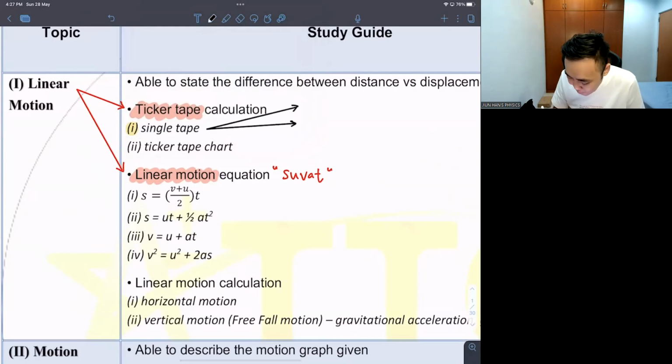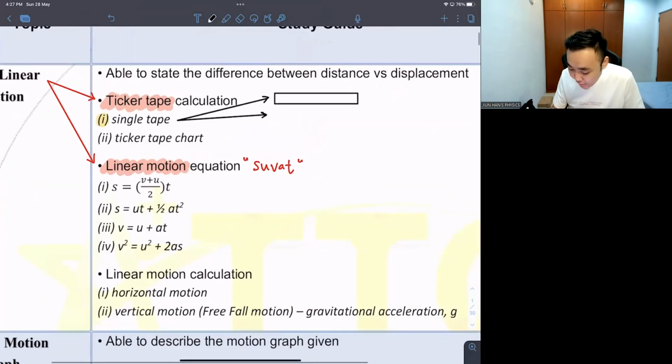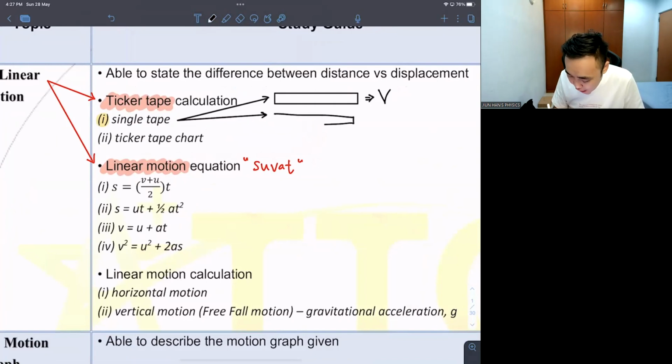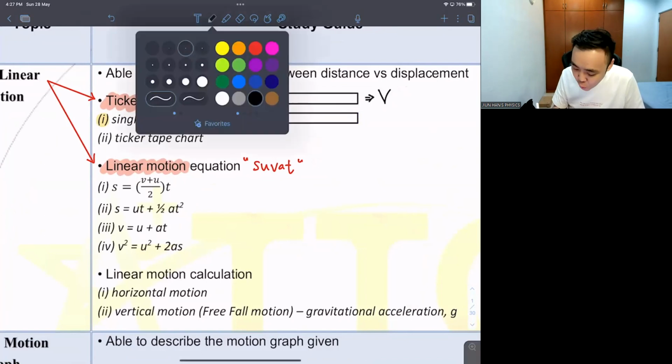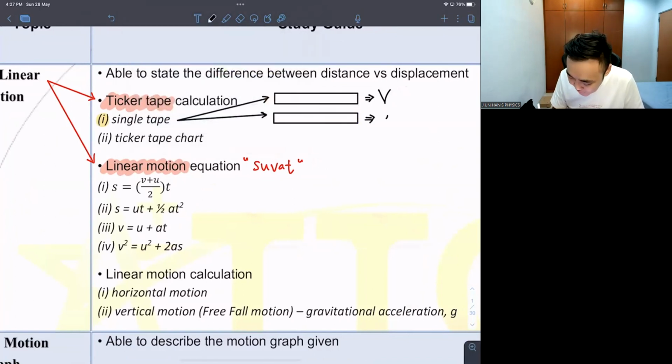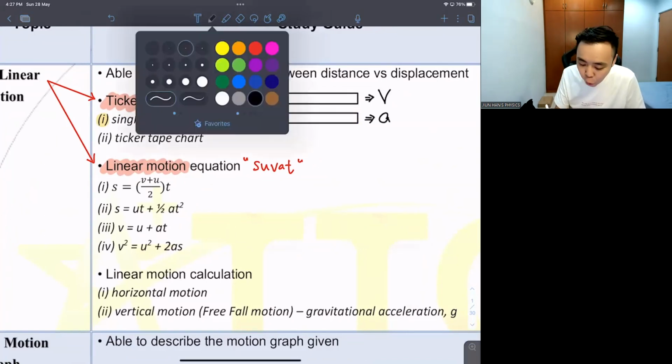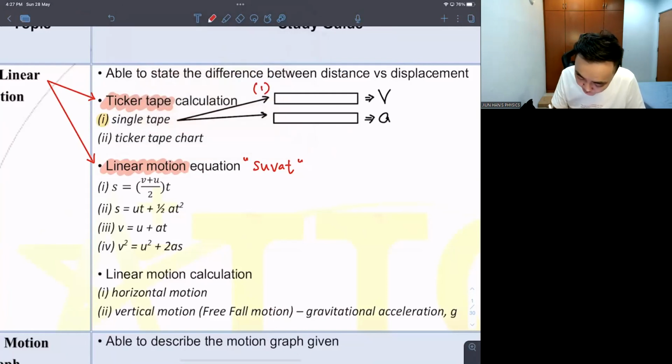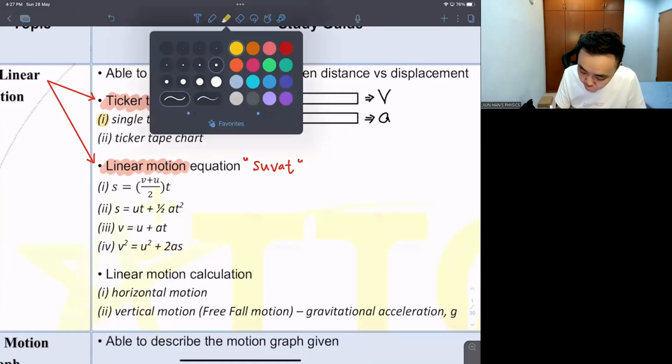Simple. Number one, you got one tape. They give you one single tape, and then they ask you for velocity. Number two, they give you one single tape also. Then they ask you to calculate accelerations. So that's why actually here got two, right? Question one, question two. And then where's the question three? Question three is over here.